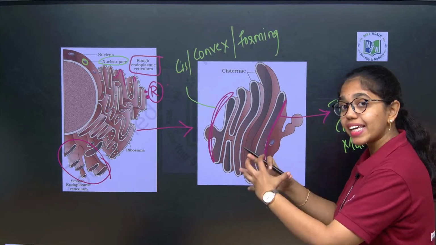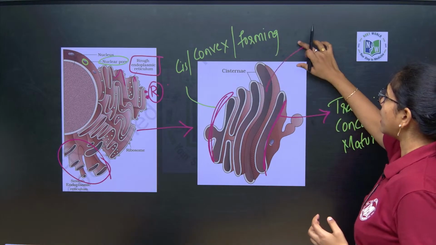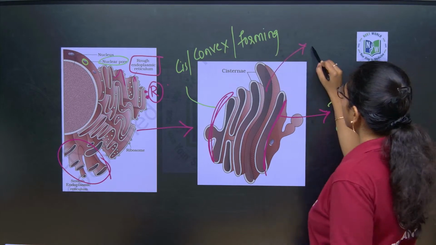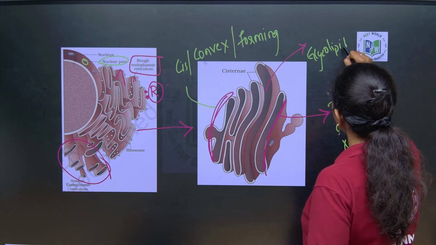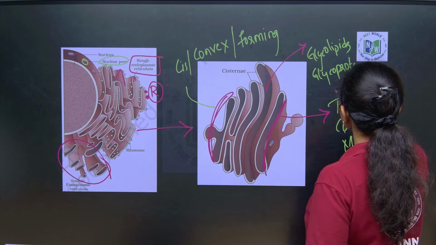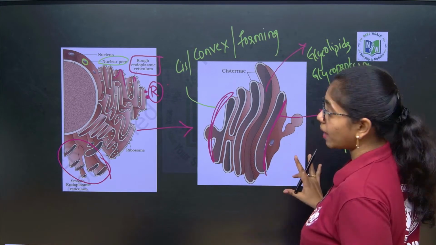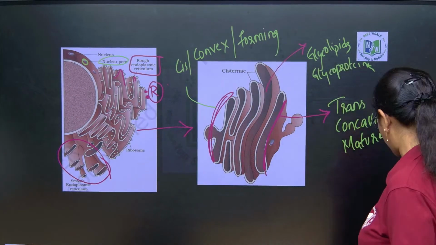Here the packing of proteins and lipids takes place, ultimately leading to the formation of glycolipids and glycoproteins. These two diagrams, fix them in your mind. Most importantly, look into the labelings of it, beta.